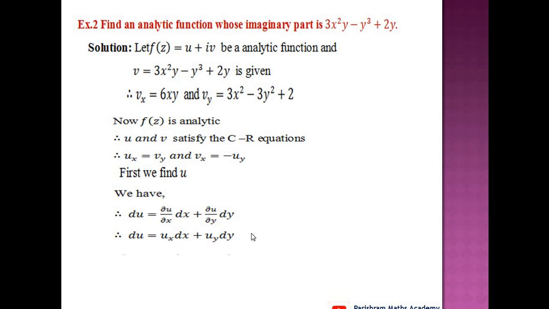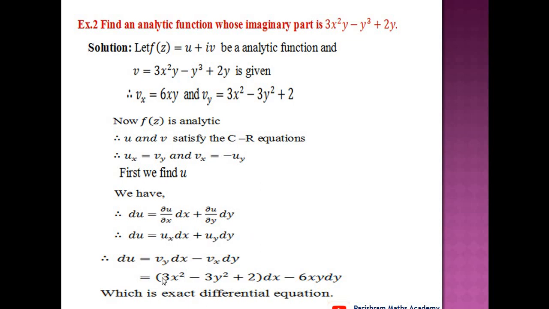But by using CR equations, value of ux equal to vy and uy equal to minus vx. Putting the value of vy and vx, value of vy is 3x square minus 3y square plus 2 dx minus value of vx nothing but 6xy. Derivative of this term with respect to y nothing but minus 6y. Derivative of this term with respect to x nothing but minus 6y. Both derivatives are same, and therefore the differential equation is exact differential equation.